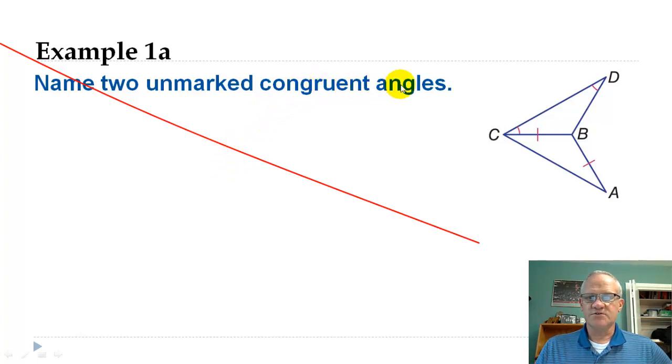Name 2 unmarked congruent angles. Okay, so we're going to look at our triangles here. We've got a couple of triangles that make up this arrow type thing. And if you notice, here are 2 angles that are marked. This angle DCB is marked and CDB is marked. They're marked as being congruent. So we want something other than that.